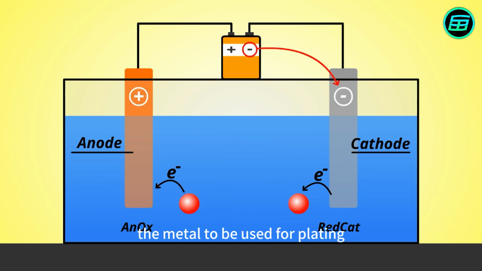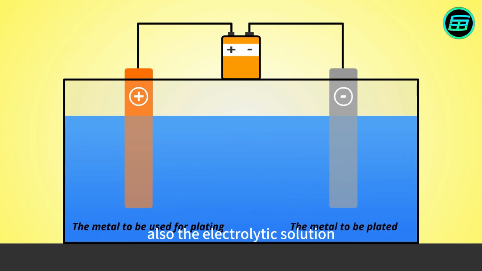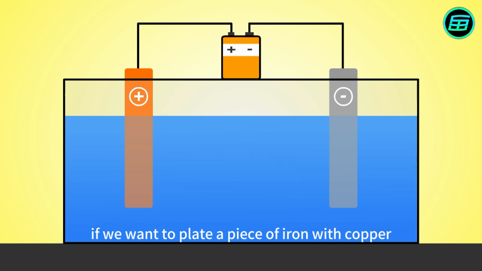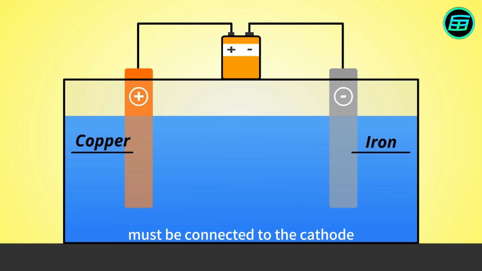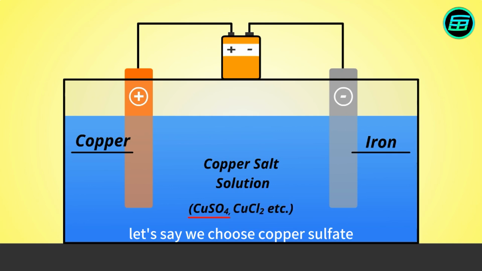The metal to be used for plating must be connected to the anode, whereas the metal to be plated must be connected to the cathode. Also, the electrolytic solution must be a solution of a salt of the metal used for the anode. For example, if we want to plate a piece of iron with copper, copper must be connected to the anode and iron must be connected to the cathode. Also, the electrolytic solution must be a solution such as copper sulfate or copper chloride. Let's say we choose copper sulfate.